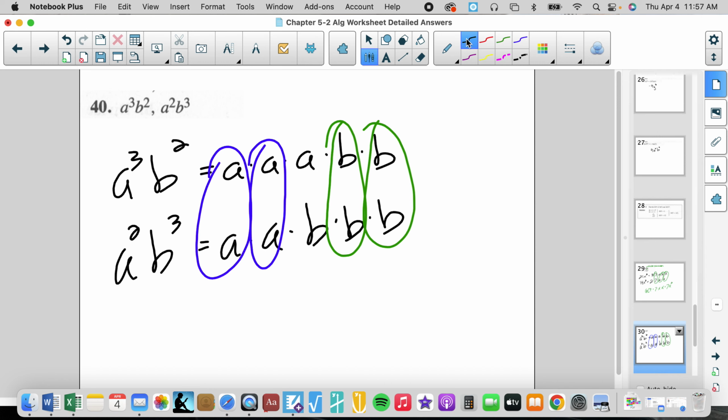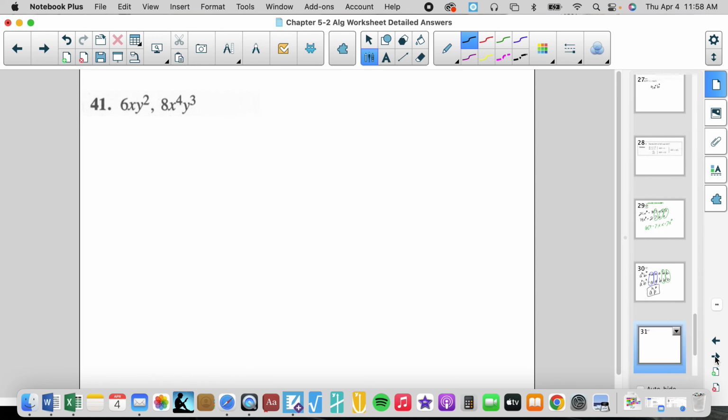A to the third, a to the second. What's the least? A to the second. B to the second, b to the third. What's the least? B to the second. So that's another little trick. That one's, so 6 and 8 is going to be 2x y to the second. That's what our GCF is going to be. And you should start getting good at it.